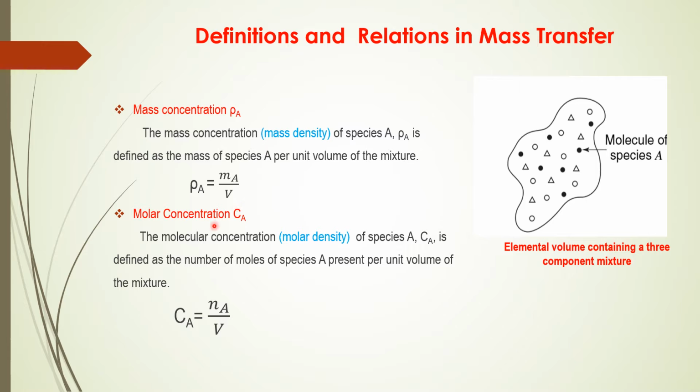Next, we will define what is molar concentration. It is represented by C, and it is also called as molar density. So the molar concentration of species A is defined as the number of moles of species A present per unit volume of mixture. So Ca is equal to Na by V. Na is number of moles of species A divided by total volume of mixture.